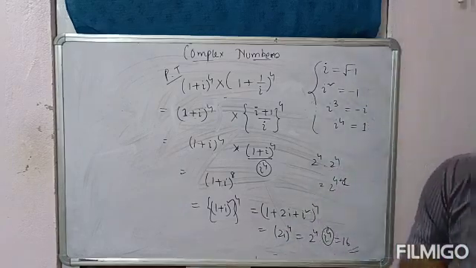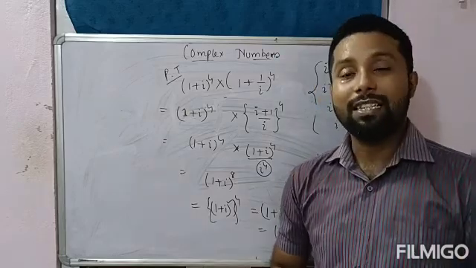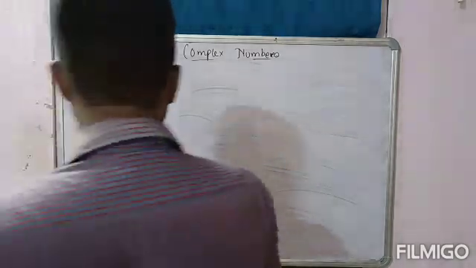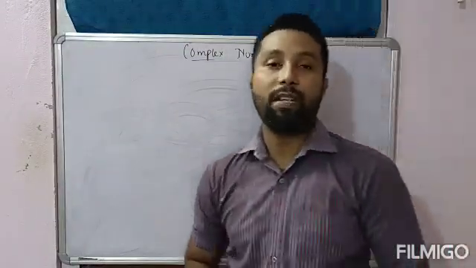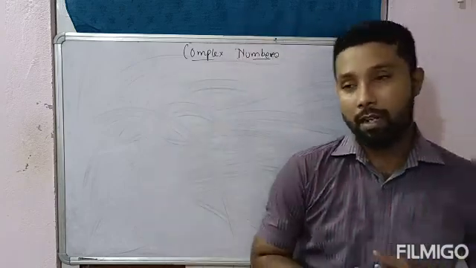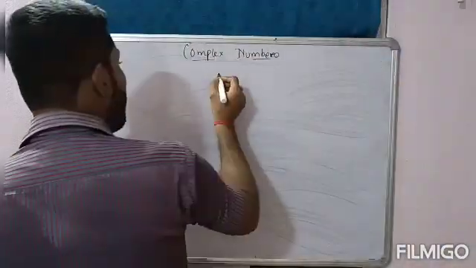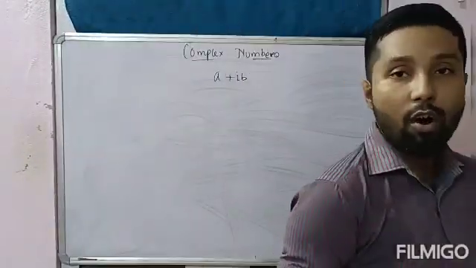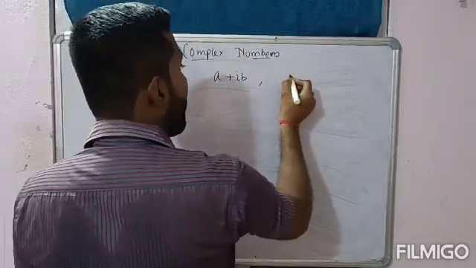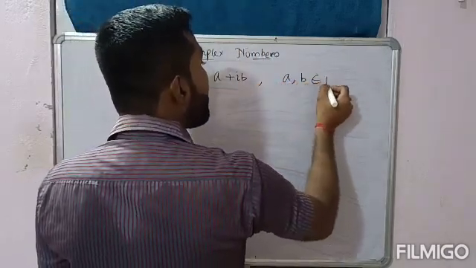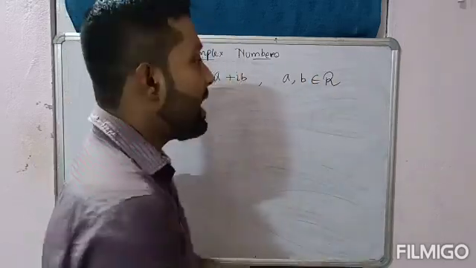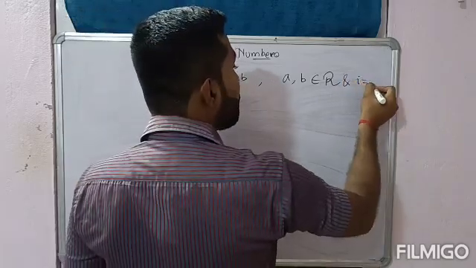Okay, so now I am going to discuss the main part of complex number, that is the definition of complex number. Okay, so let us discuss now the definition of complex number. What do you mean by complex number? The number of the form a plus ib, where a and b are real numbers, and i is equal to root over minus 1.